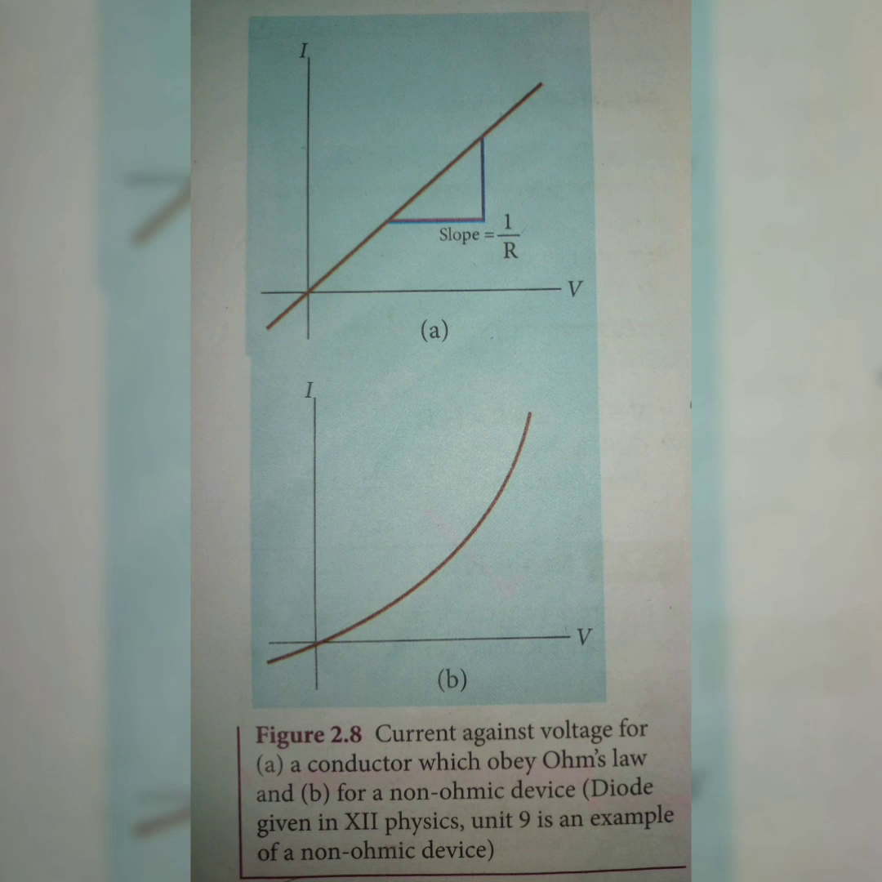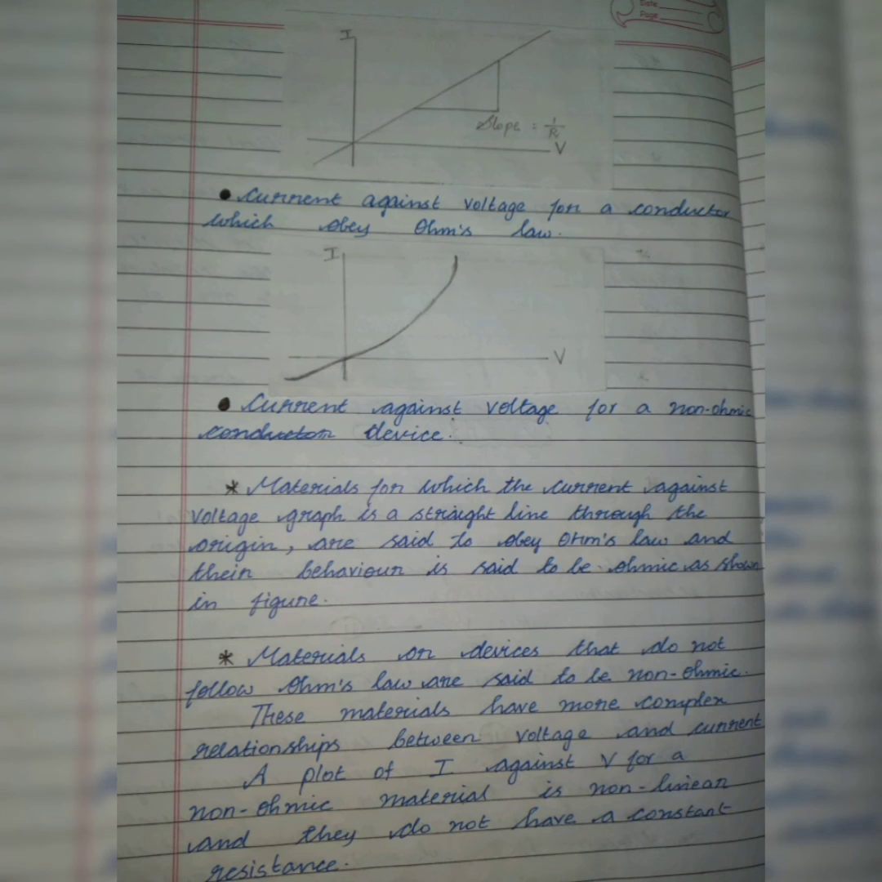Dear children, do you know the difference between ohmic and non-ohmic devices? Now I'll tell you the difference. First let's see what an ohmic device is. The materials for which the current against voltage graph is a straight line through the origin are said to obey Ohm's law and their behavior is said to be ohmic. If the materials obey Ohm's law, then they are said to be ohmic devices. The materials or devices that do not follow Ohm's law are said to be non-ohmic devices.